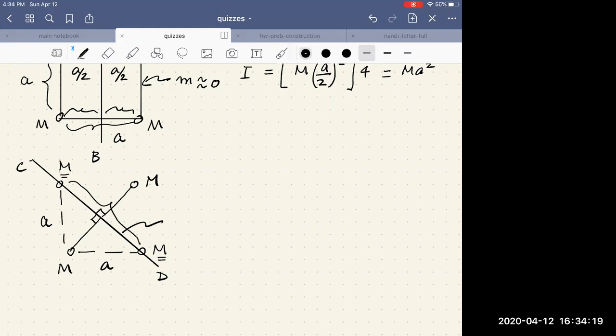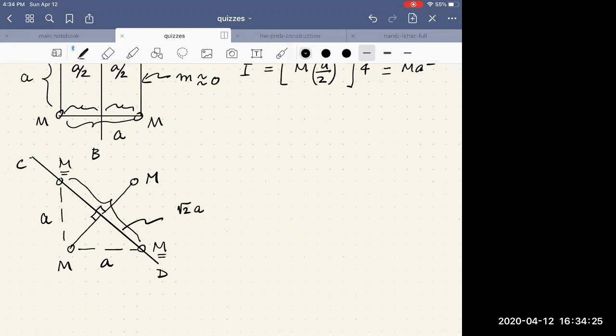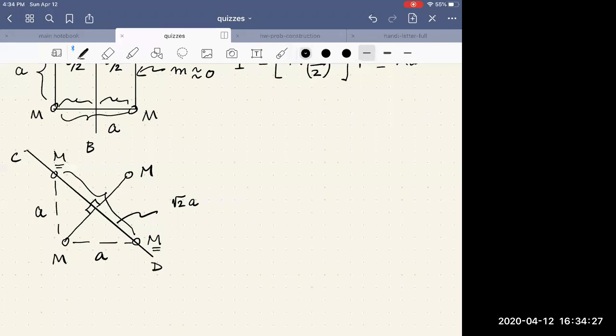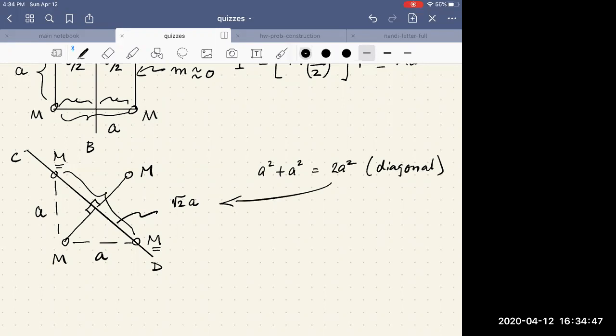is square root of 2a. The reason is that Pythagoras theorem tells us that a square plus a square is equal to 2a square, which is the diagonal. And then the length of the diagonal, this is the diagonal square, is hence, this is the length of the diagonal.